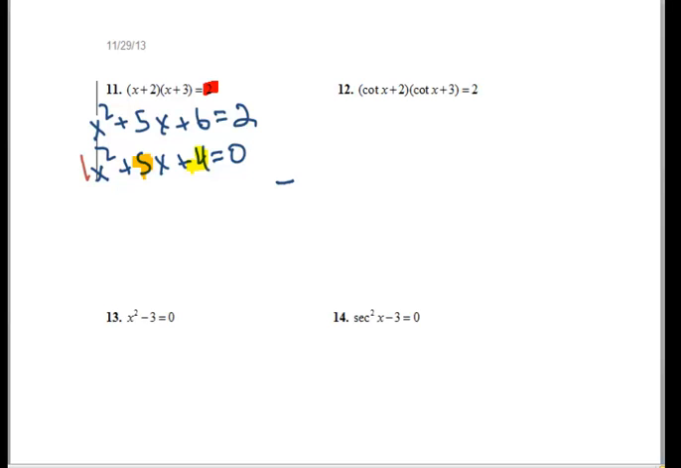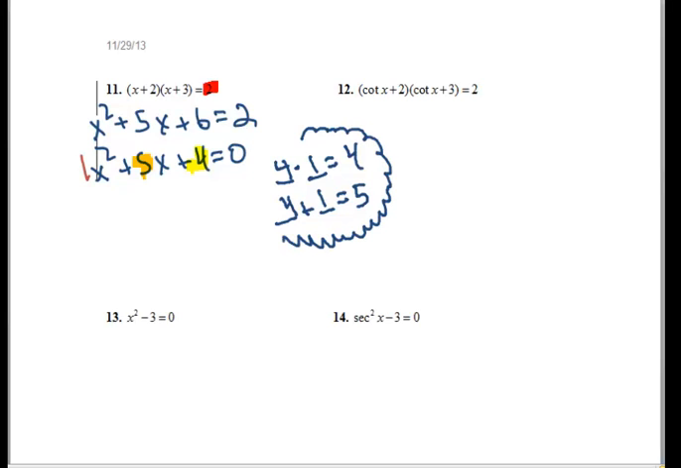So what numbers will multiply to 4 and add to 5, right? I usually just write this. I say, what times what will equal 4 and at the same time add to 5? I mean, this is obvious, right? 4, 1. 4, 1. But it's not a bad idea to write that out, because it's kind of like a check then. Alright, 4 times 1 equals 4, check. 4 plus 1 equals 5, check.